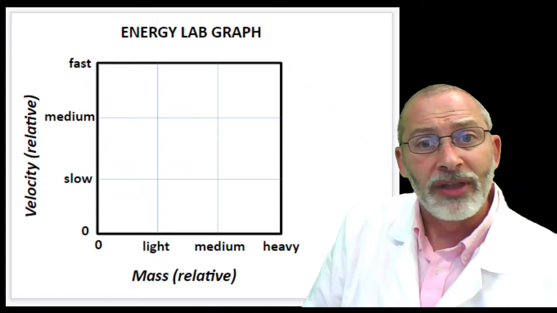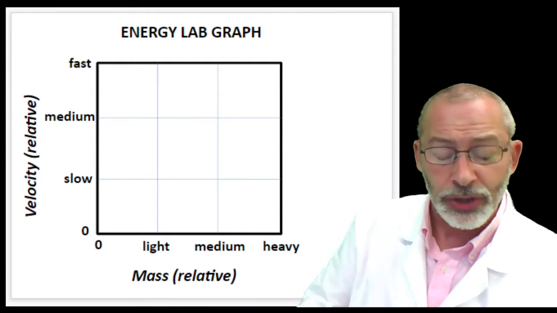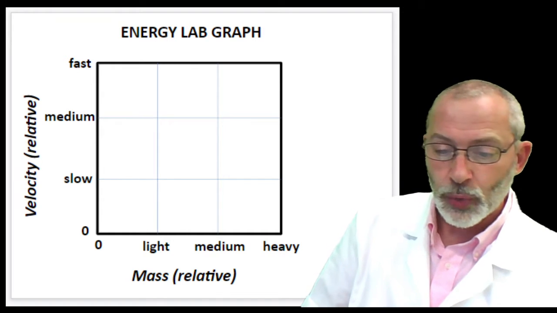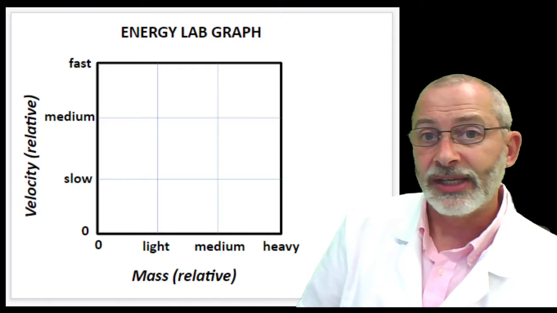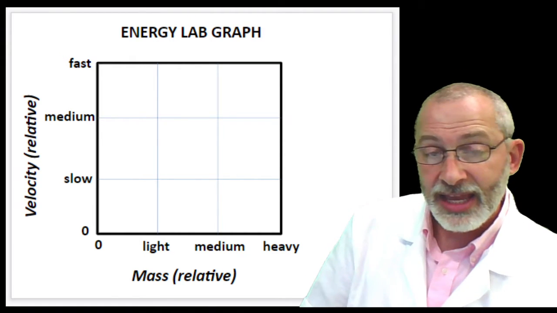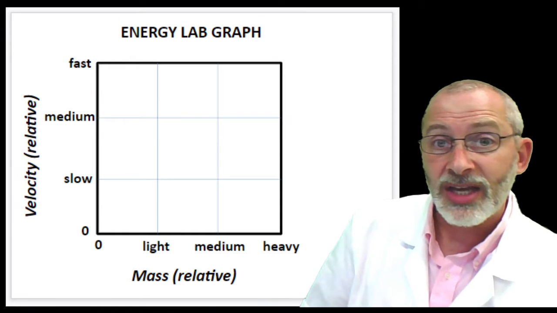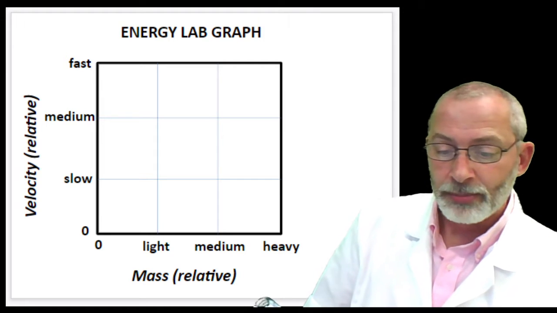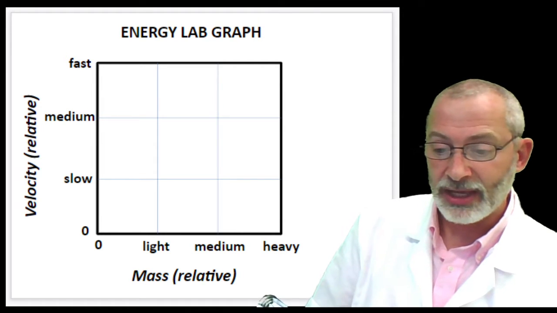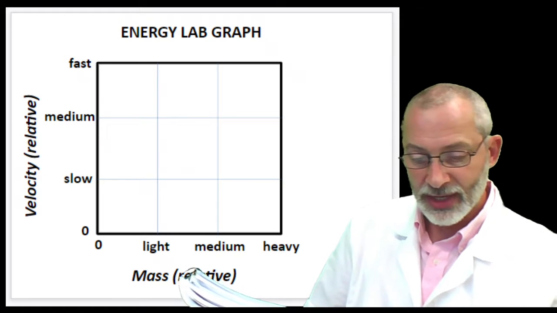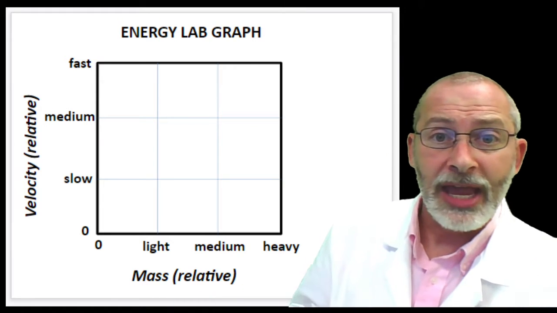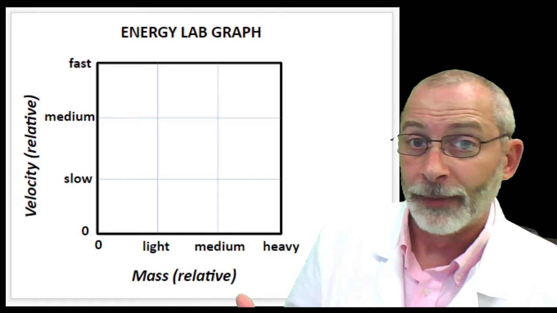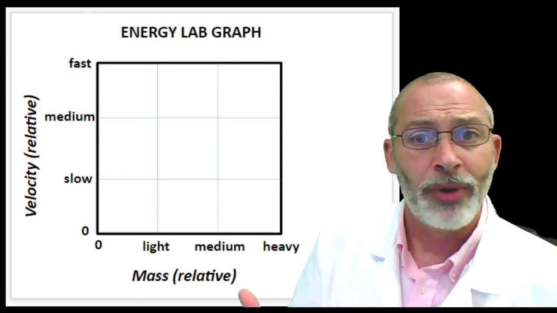The problem of the lab activity reads as follows in your book. What is the relationship between mass and velocity if kinetic energy remains constant? What is the relationship, if any, between mass and velocity if kinetic energy remains constant? Now, we're going to be creating a line graph here in order to answer that problem. But let me just explain what the problem is asking you.